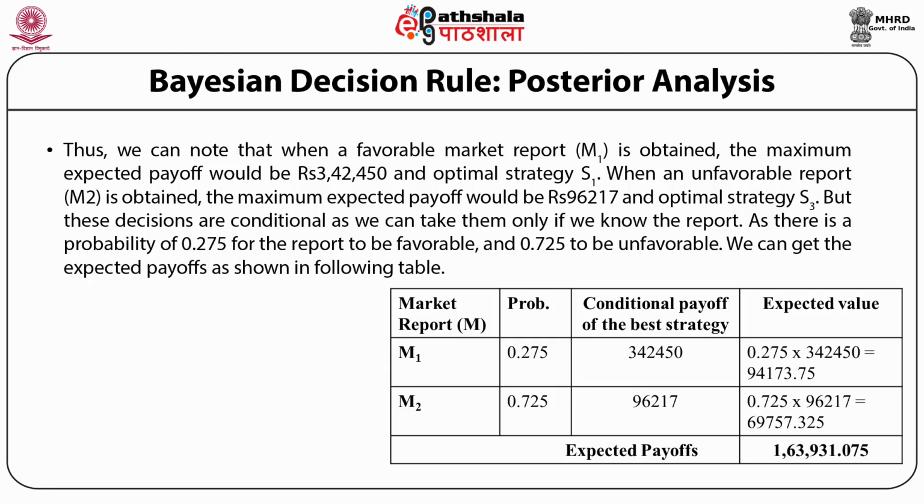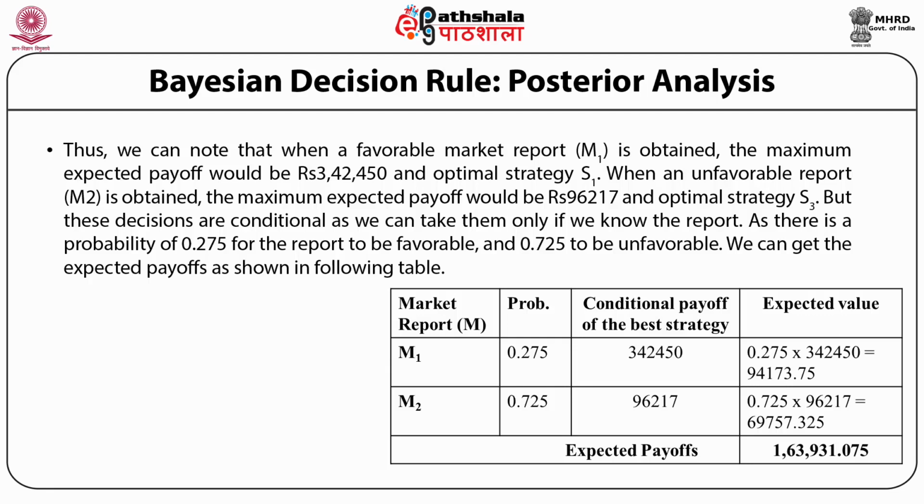When an unfavorable report is obtained, the maximum expected payoff would be rupees 96,217 and optimal strategy would be S3. But these decisions are conditional because we can take them only if we are knowing the report in advance. As there is a probability of 0.275 for the report to be favorable and 0.725 to be unfavorable, we can get the expected payoffs as shown in the table.